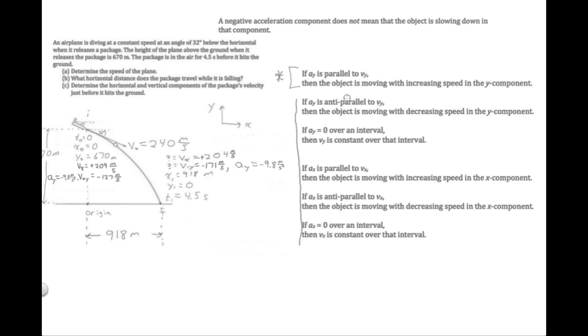Anti-parallel means pointing in opposite directions. Well, here a sub y and v sub y are both negative, so they're parallel. They're both pointing in the same direction, both pointing down. And the same thing is true throughout this path. Even at the end of the path, both v sub y and a sub y are negative. They're both pointing down, so they're still parallel, pointing in the same direction. So that's why I would say that this rule is relevant to this problem.